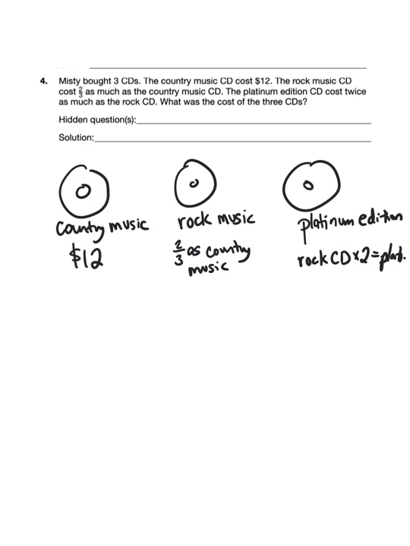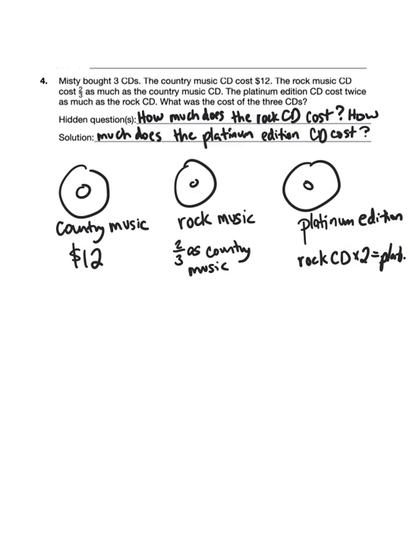So the hidden question, we have to figure out how much the rock CD cost. And also, how much does the Platinum Edition CD cost? Once we know the answer to those 2 questions, then we can find our total. Okay, so let's begin with a tape diagram for the country music CD.